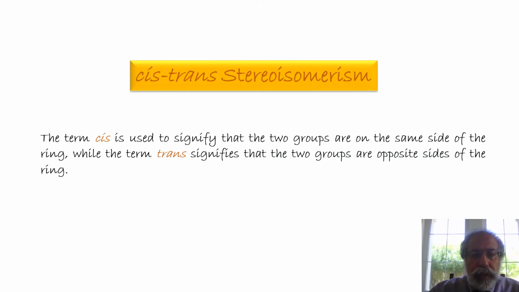Cis-trans isomerism. If we have a cycloalkane ring, the term cis is used to signify that the two groups are on the same side of the ring, while the term trans signifies that the two groups are on opposite sides of the ring. Here, for example, if they are on the same side, they are cis. If they are on opposite sides, we say they are trans.